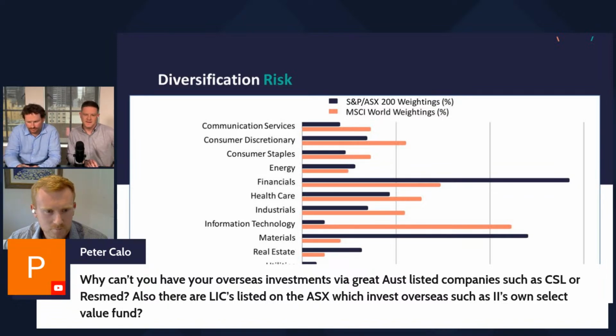Hey, Nick. Yeah, absolutely. Second question first. There's plenty of LICs listed on the ASX which also invest overseas. Some of the big ones are Magellan. I think Platinum's got a number on there as well, and there's a few others. I think PM Capital as well.